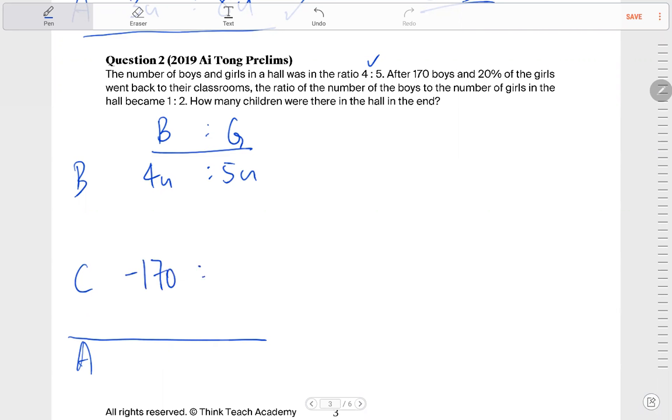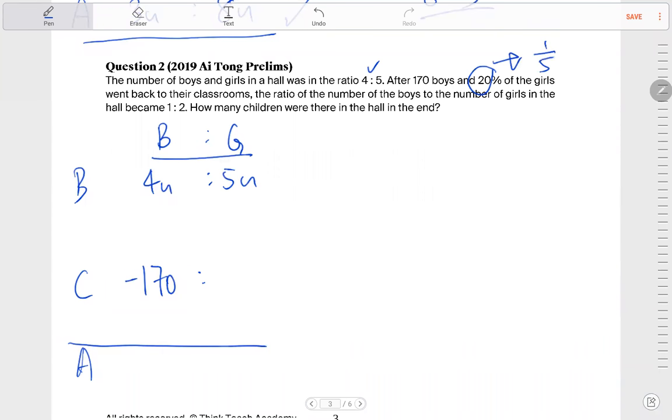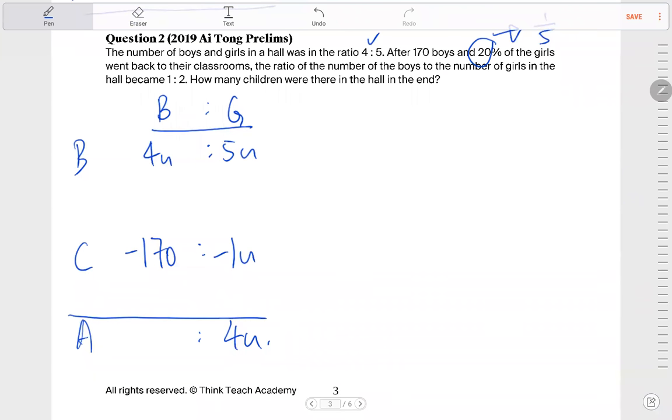Okay, so this is as far as you can go with presenting the information there, right? Because the next step here requires you to process this bit over here. Okay, 20% of the girls converted to fraction, it tells you it's 1/5. If you apply 1/5 to 5 units, you get -1U, which tells you that the after for the girls is 4U. Okay, if you continue to read in this question, they say that after everything, the ratio of the boys to the girls became 1:2. Okay, so if you look at what you have right here, girls after is really 4 units. And if the ratio is 1:2, it simply tells you that the boys after has to be 2 units.